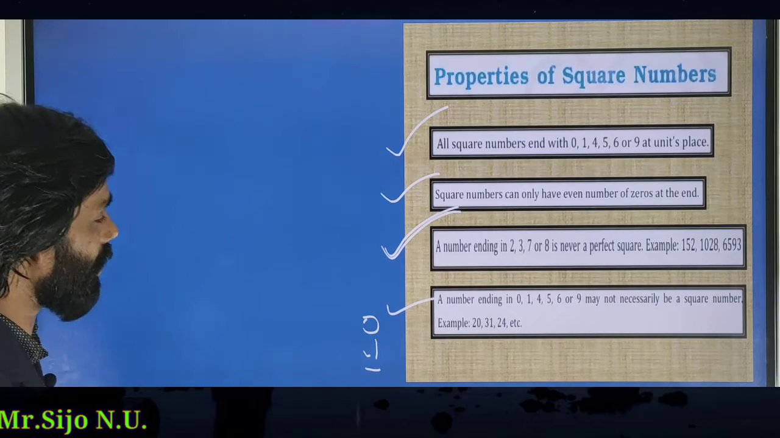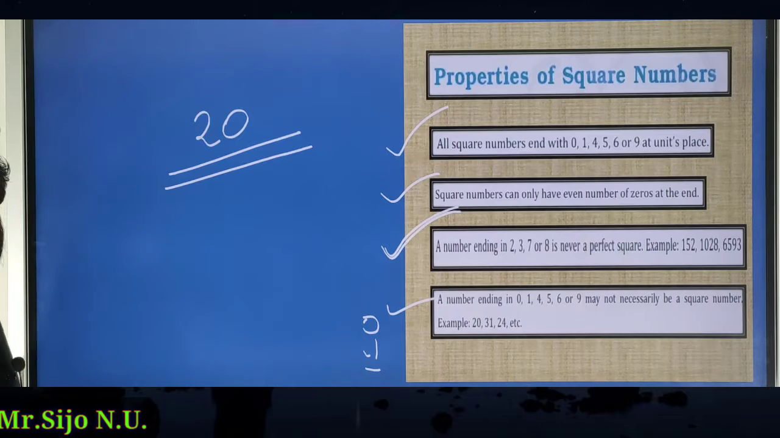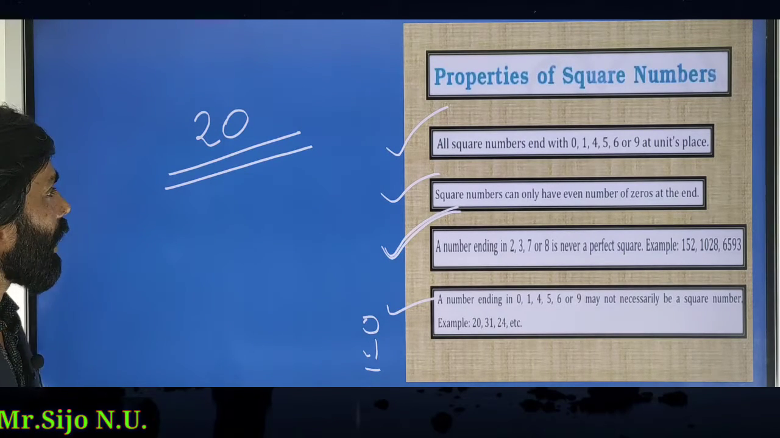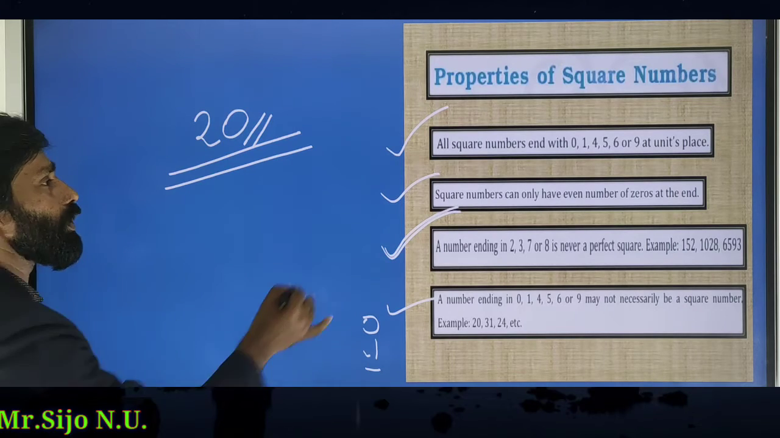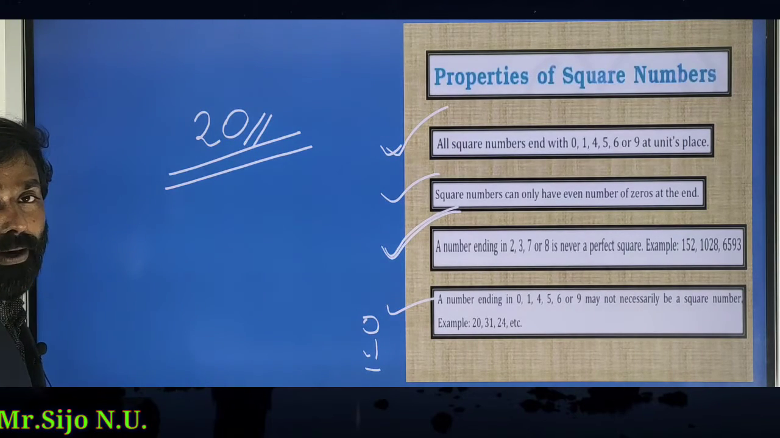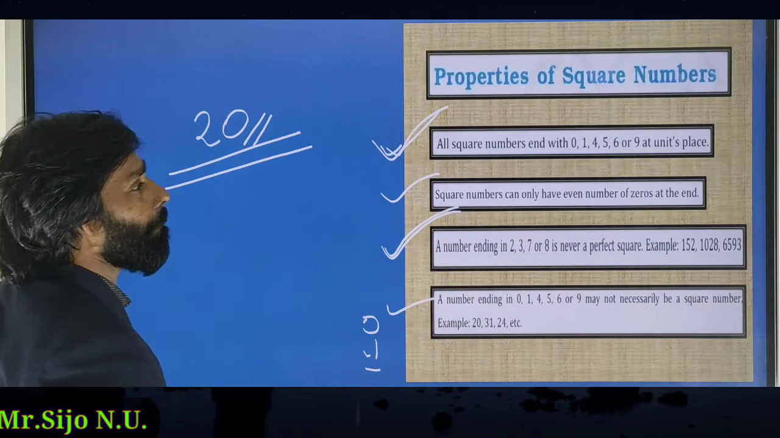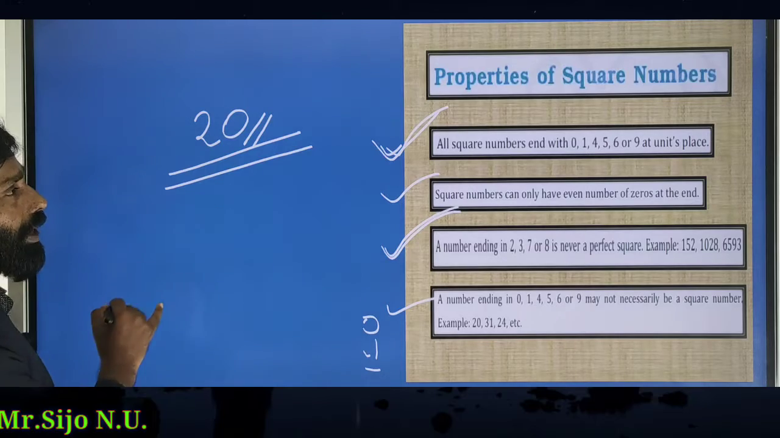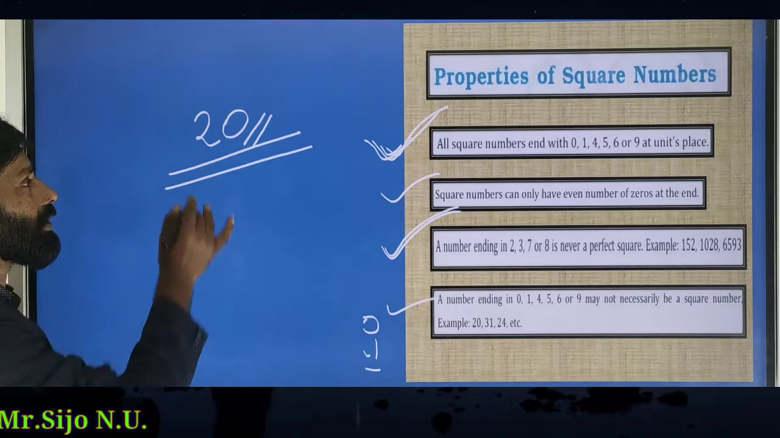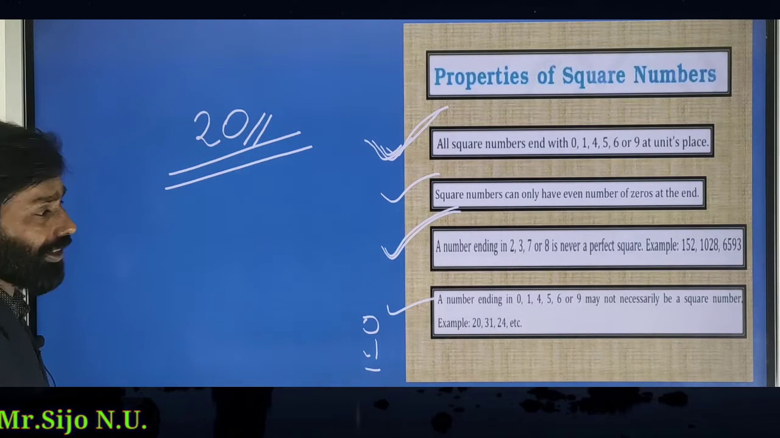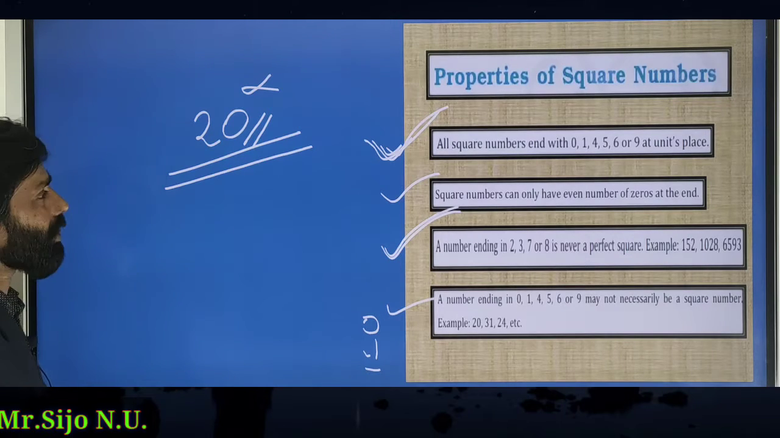Let us consider some examples. See here, they have given the example 20. Yes, 20 is a number, and it ends with 0. By using this property, can we say this is a perfect square number? Never. This property says all square numbers end with these digits, but that doesn't mean all numbers ending with these digits are perfect squares. So we can say 20 is not a perfect square.